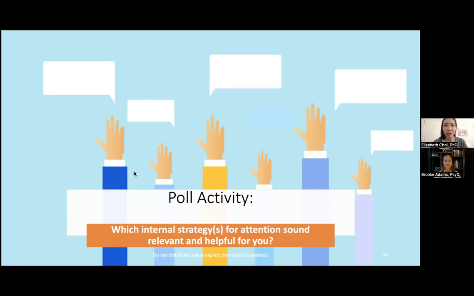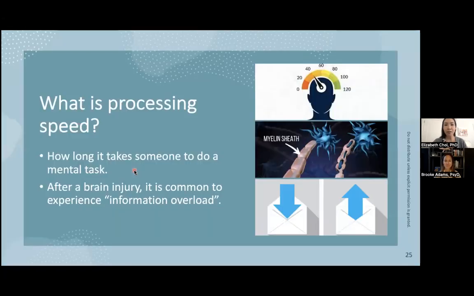All right, so let's shift gears again. Now let's talk about another cognitive domain, and that is processing speed. So what is processing speed? Sometimes we use another term like thinking speed interchangeably. Essentially, it is referring to how long it takes someone to do a mental task. Just imagine your brain has a speedometer on it.